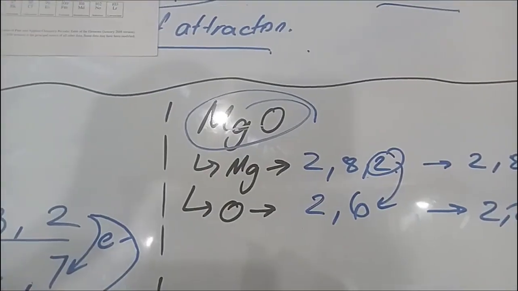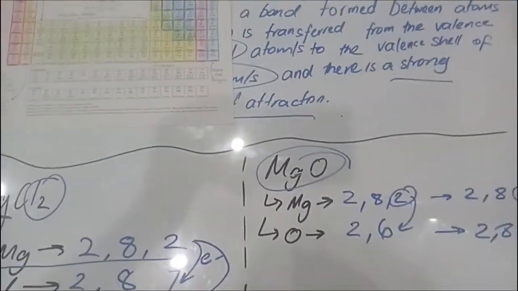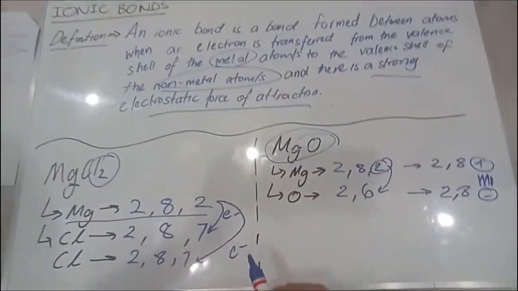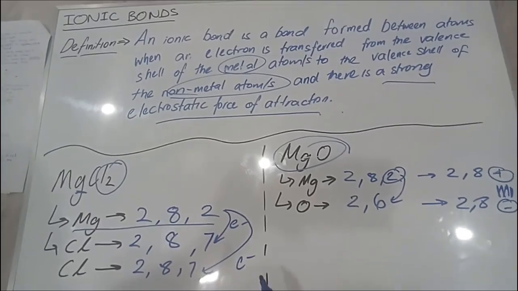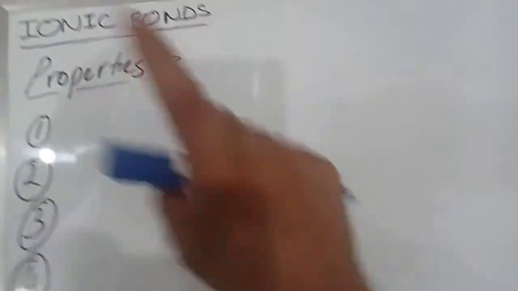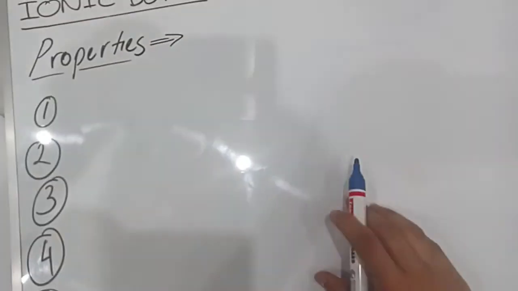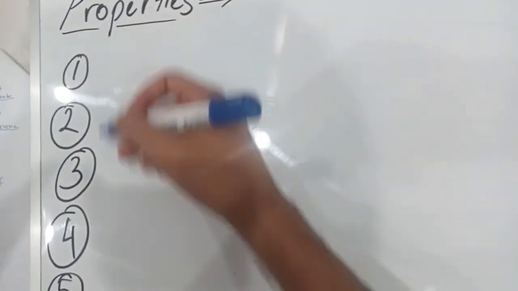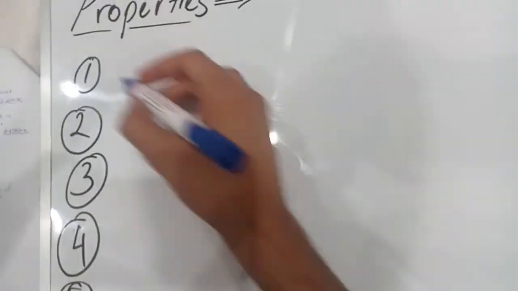So now that we're done with a few examples and a definition, let's look at some key properties of ionic bonds. So let's go straight there. It's time for some properties of ionic bonds. First, let's look at the first and most important property. And this property defines pretty much all of the other properties.